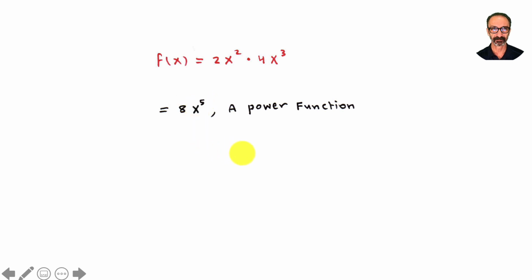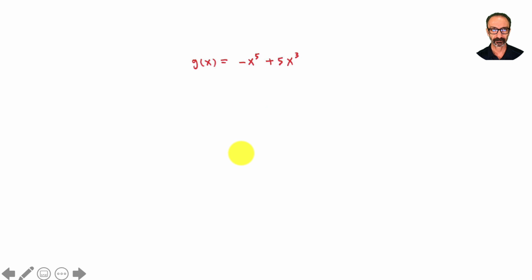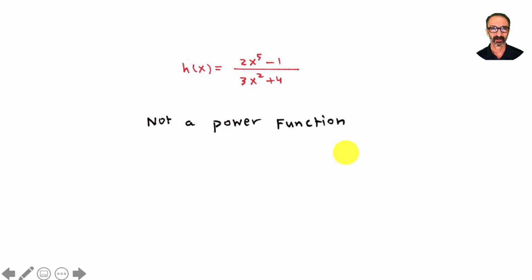Let's take another example. Do you think this is a power function? Does it look like k times x to the power p? No. This is called a polynomial function. It's not a power function. A power function is just one term, k x to the power p. So this is not. How about this one? Can I write this as k times x to the power p? No. This is called a rational function, not a power function.